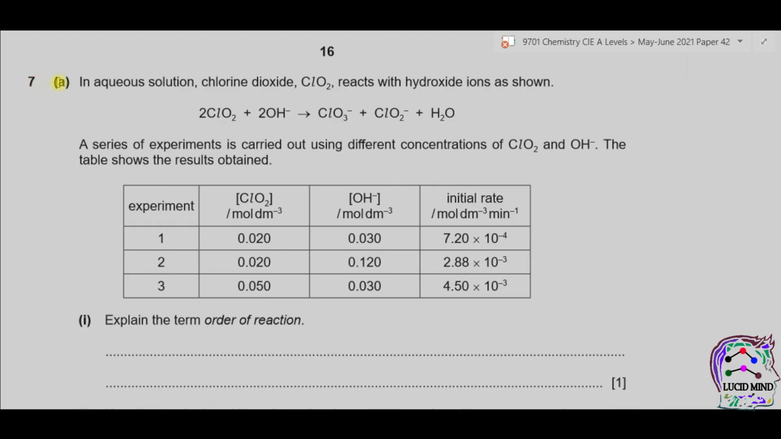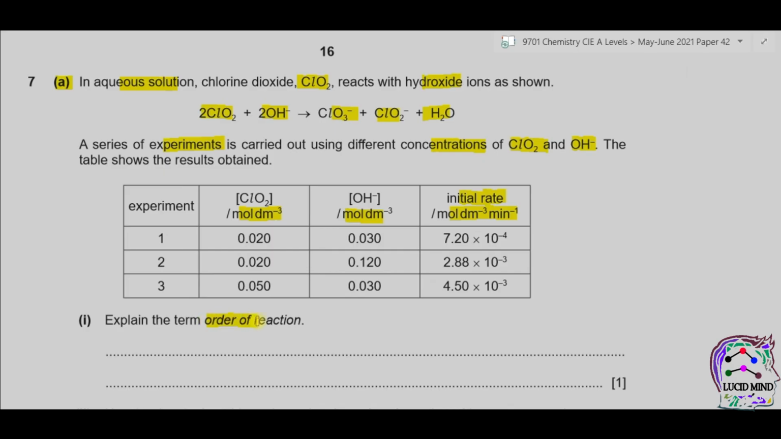Question number 7, part A. In aqueous solution, chlorine dioxide ClO2 reacts with hydroxide ions as shown. This is the reaction and these are the products. A series of experiments is carried out using different concentrations of ClO2 and OH negative. The table shows the results obtained. This is the concentration and this is the rate in mol per decimeter cubed per minute.